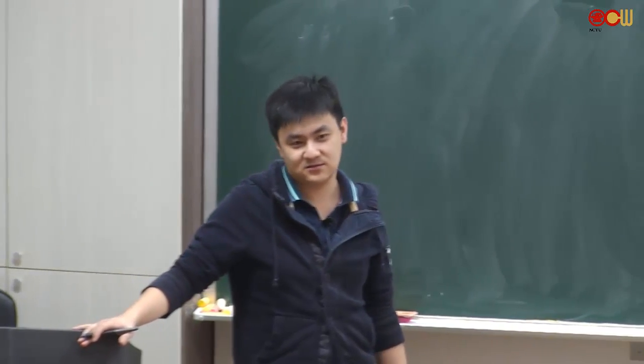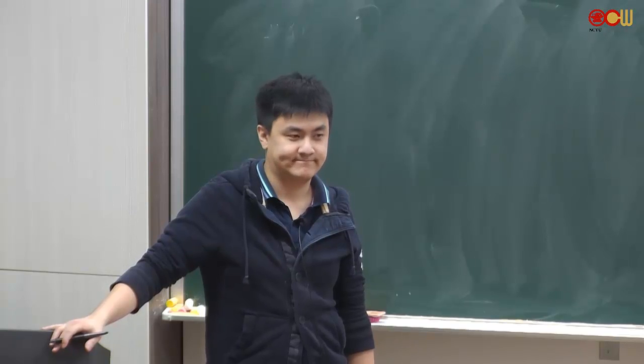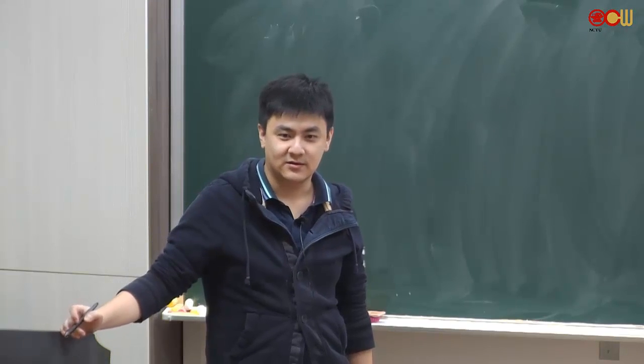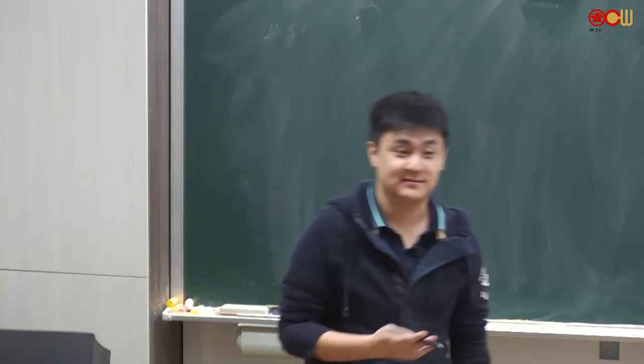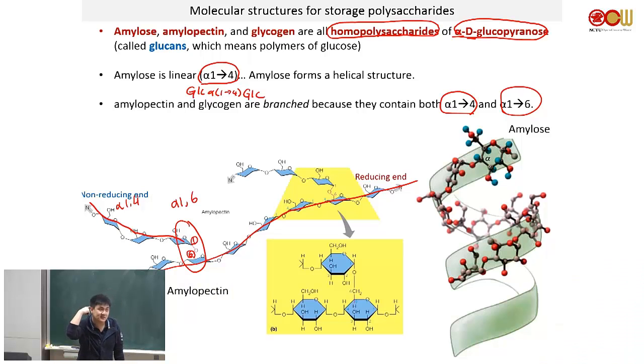What's the advantage of having branches? What do you guys think? Anyone want to take a guess? Saving space. I wouldn't call it saving space because having branches, you actually occupy more space, right? It's going to be more exposed to the solvent, so it's going to be larger. But it's related to space. Okay? It's a very good direction.